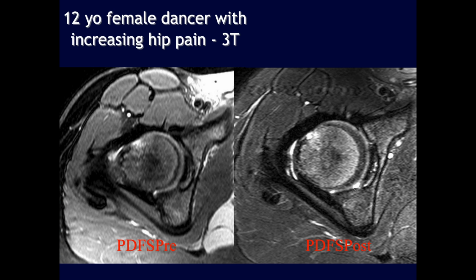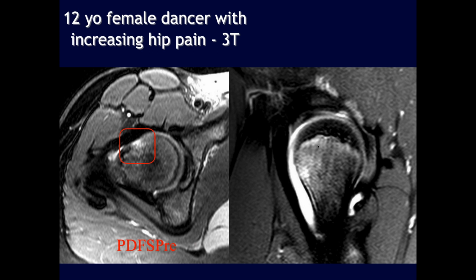All right, so here we have a 12-year-old female dancer with increasing hip pain. We see edema at the femoral head neck junction anteriorly. There is some irregularity of that bone. I think there's some erosion and some mild bone marrow edema as well. I think this is secondary to chronic impaction or chronic microtrauma. And you can see some edema there at that junction.